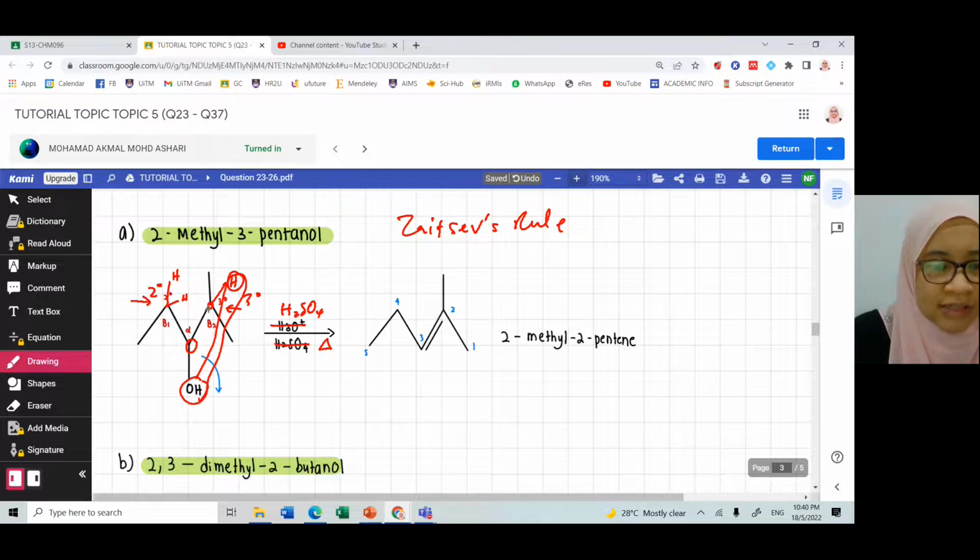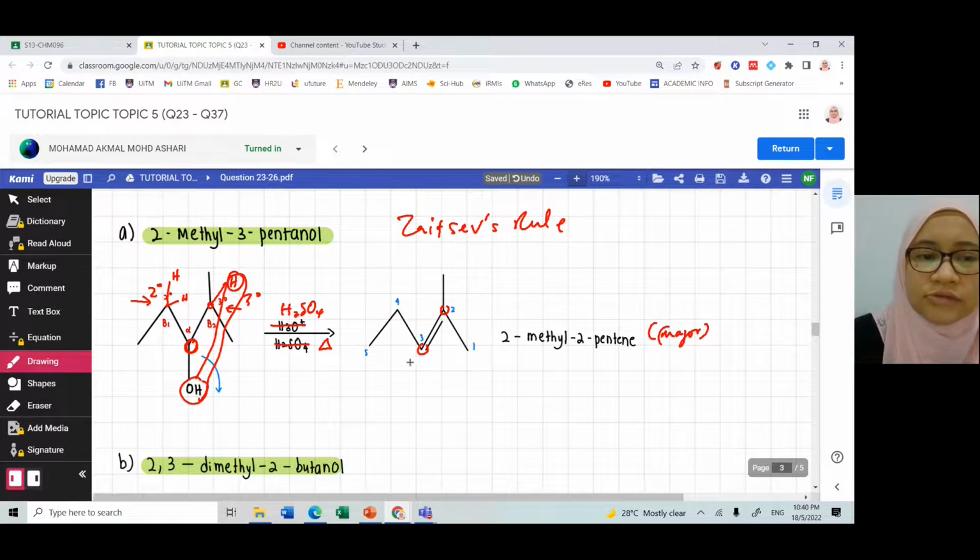And the carbon involved must be adjacent, next to the one that is directly attached to the functional group, the hydroxyl group. So when these two are removed, it will form a double bond between carbon number 2 and carbon number 3. So this will be the major product.